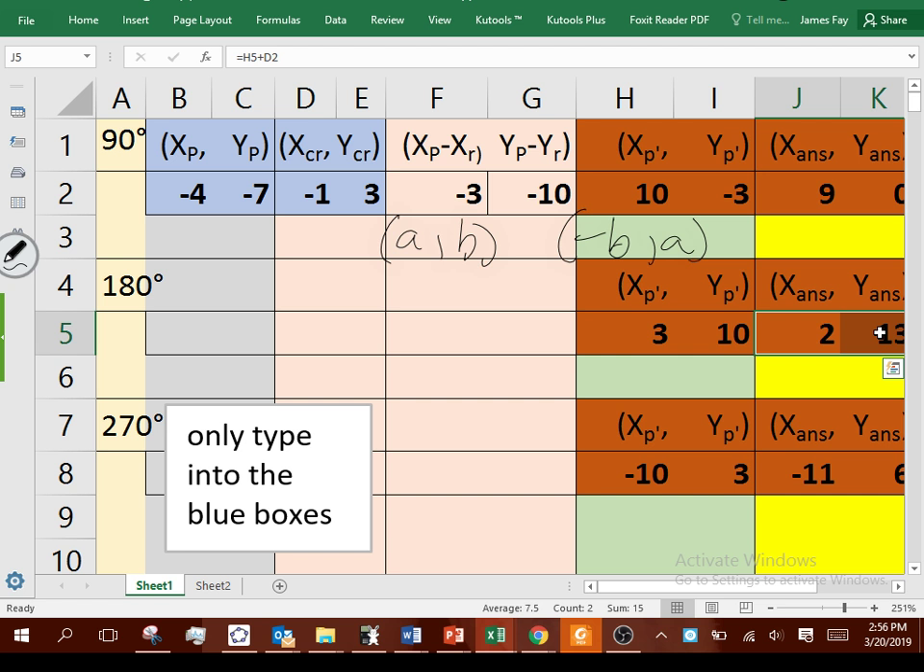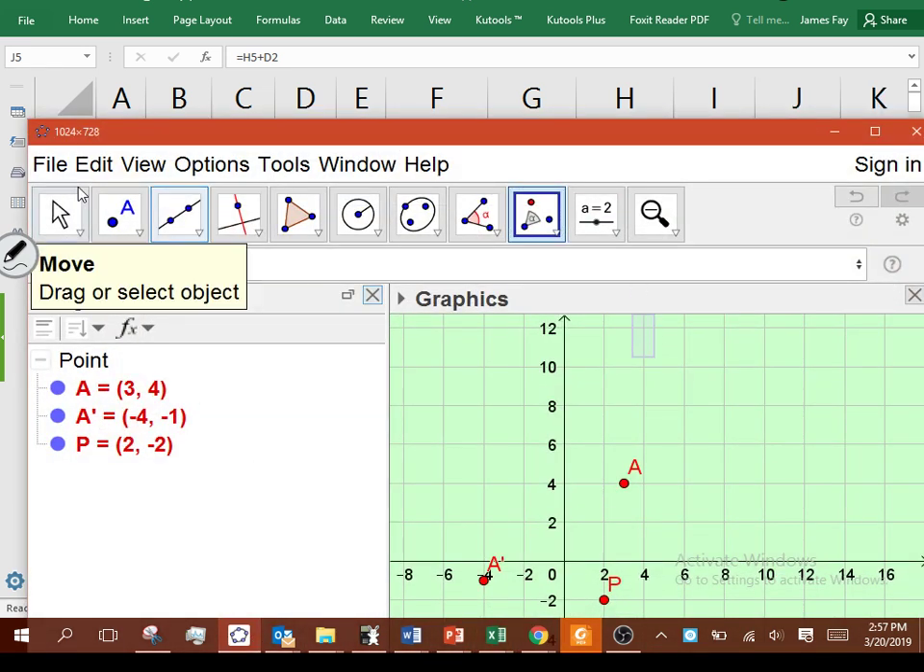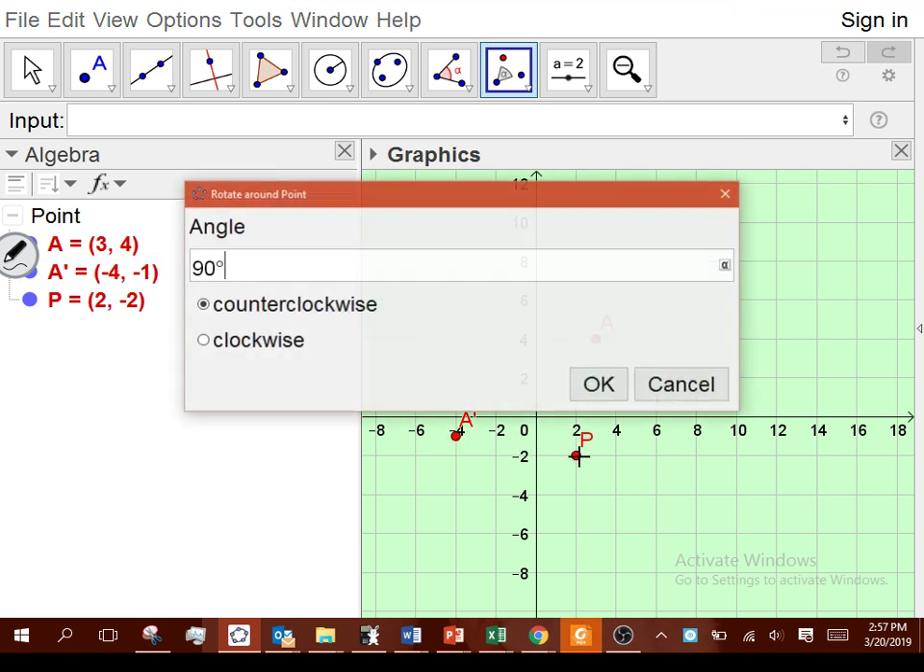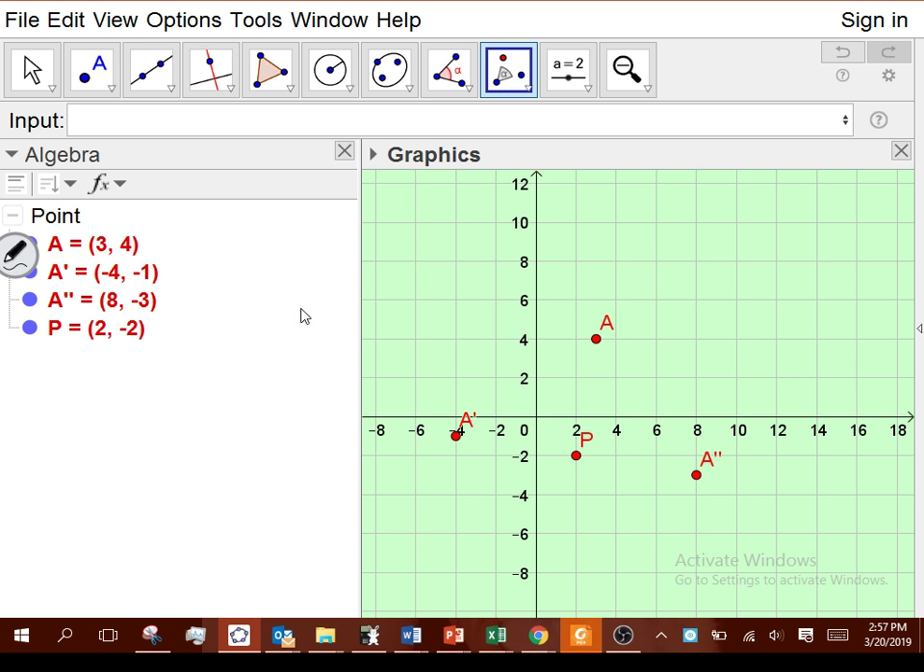Now I'm not asking you to use Excel, okay? But my hopes are that you realize that that's how a lot of the things that you work with. Like when we go to GeoGebra, and I want to take maybe this point, A prime, and rotate it around P, and I type in 180, and it spits back an answer to me.